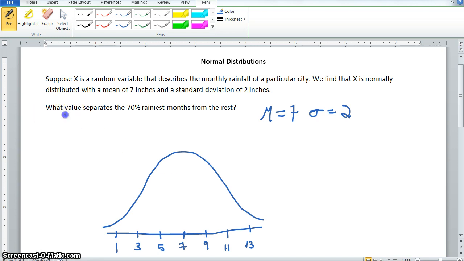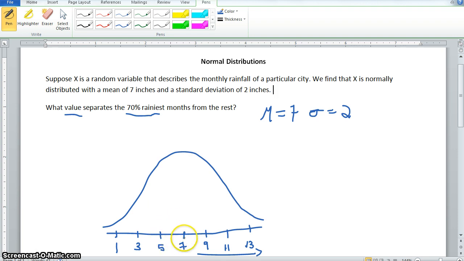We want to know what value separates the 70% rainiest months from the rest. Okay, so what does rainiest mean? It means the more rain, correct? So that would be this direction. So if we want to know essentially the top 70% from the rest, where is that going to lie?